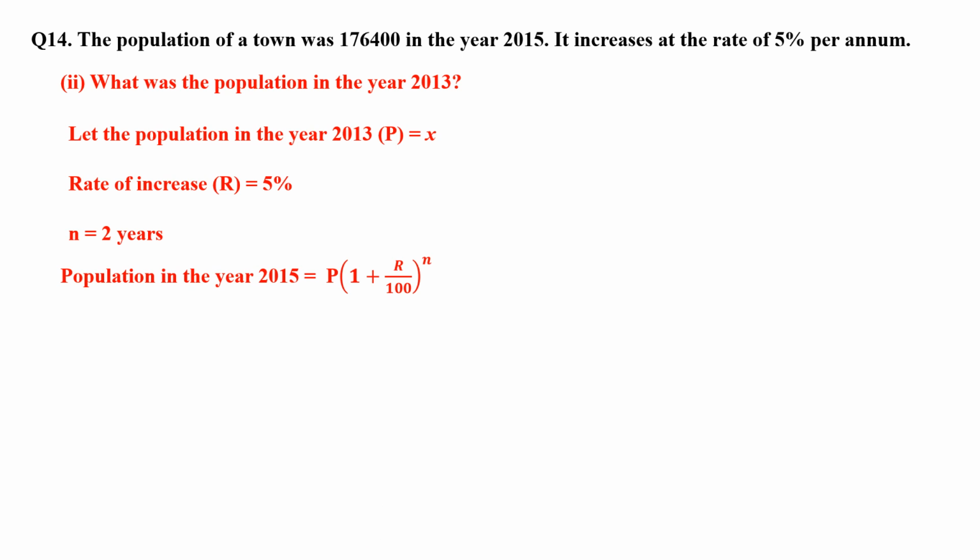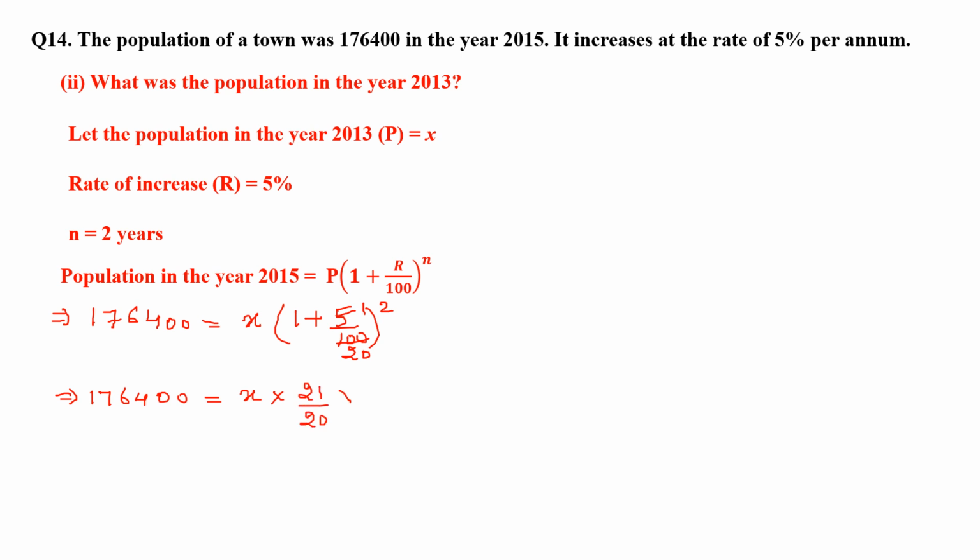And I already know the population in the year 2015, which is given as 1,76,400, which is equal to present population X into 1 plus 5 by 100 whole square. So 5 times 1, 5 times 20. So from here I can write 1,76,400 is equal to X into, again if I take LCM, it will be 21 by 20 into 21 by 20. Okay, now I have to find the value of X from here.